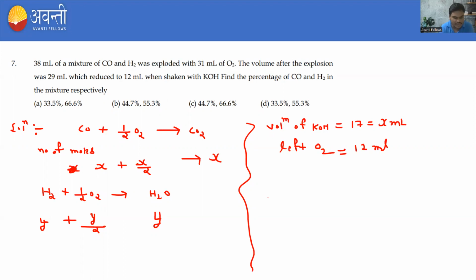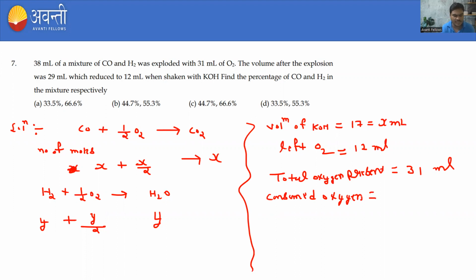So what is the total oxygen present? Total oxygen present is equal to 31 ml. So the consumed oxygen is 31 minus 12, which comes out to be 19 ml. So this is the total oxygen and the consumed oxygen we have. We calculated the consumed oxygen, which comes out to be 19 ml.